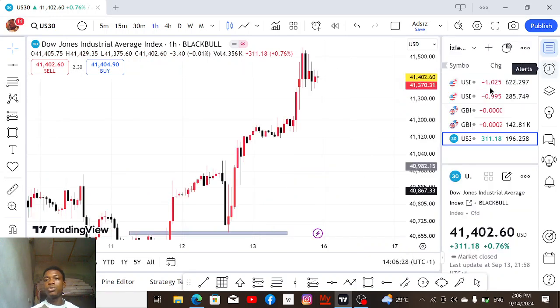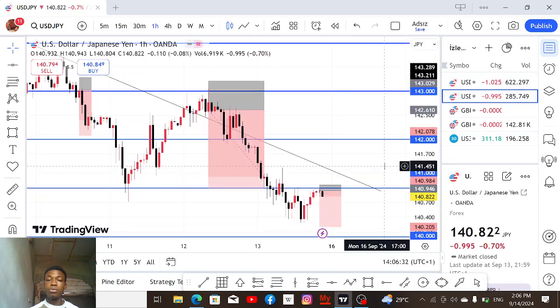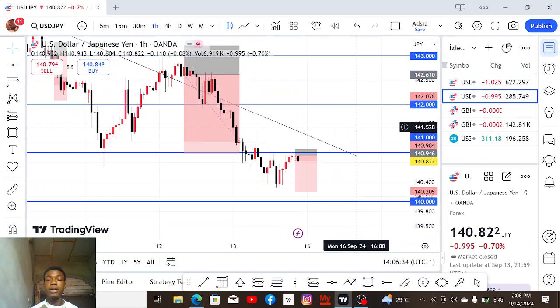Like I said, USDJPY, we are looking for a sell next week. We're not buying, we're selling. But on Monday, I'm not trading. Tuesday, that's when I'll be looking to trade. On Monday, I'll just watch the market do its thing.